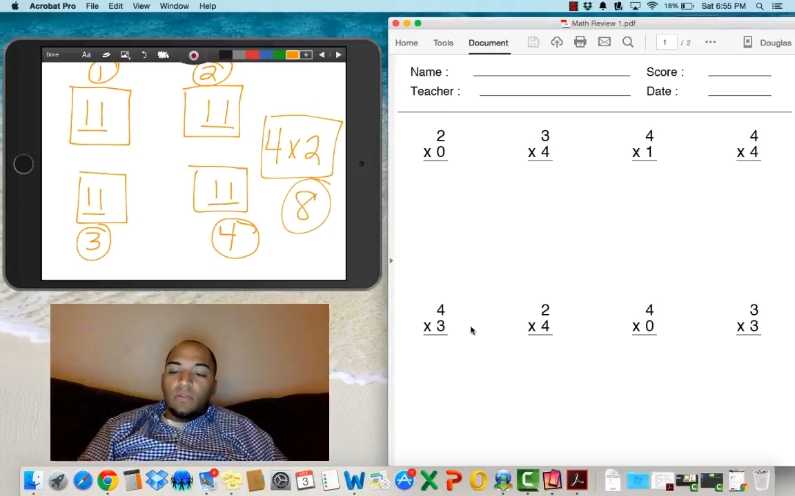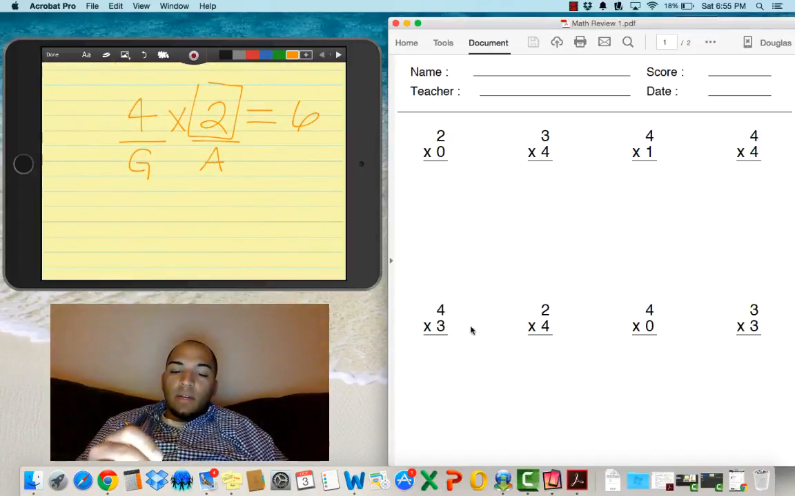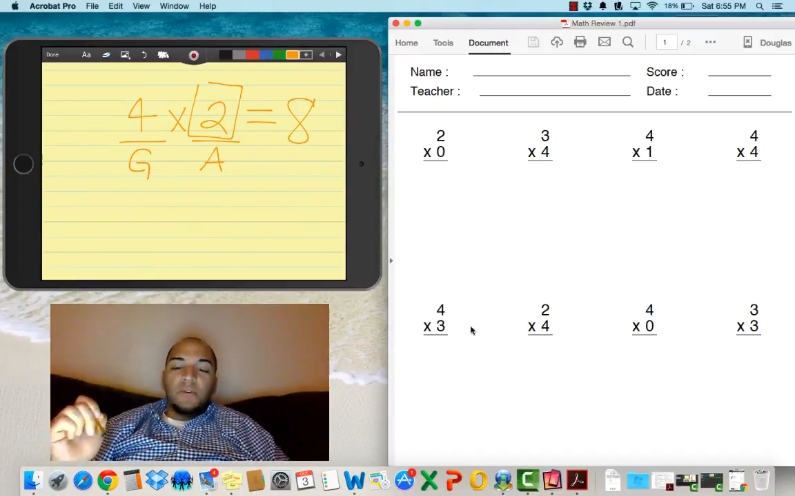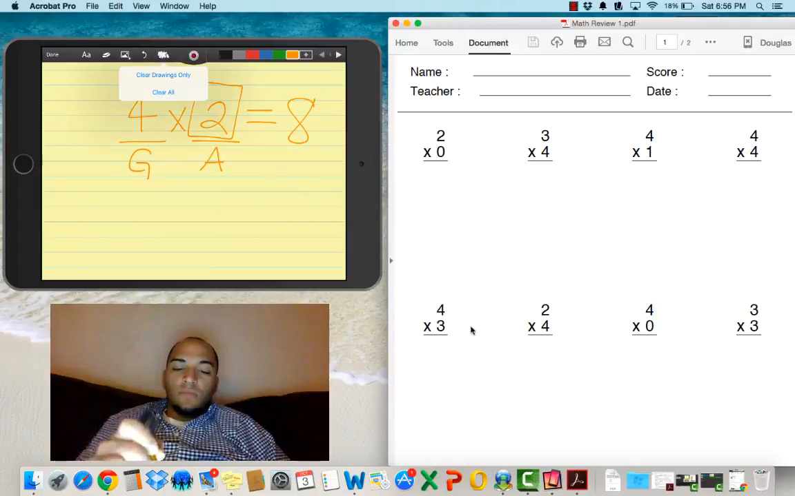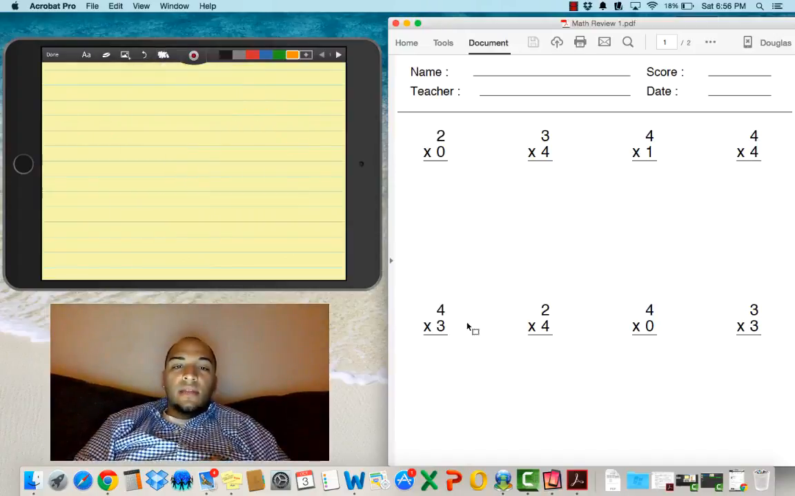All right? So 4 times 2. And guys, I wrote that 4 times 2 equals 6. It doesn't equal 6. It equals 8. My mistake. I'm so sorry. It equals 8. 4 times 2 equals 8. 4 groups with 2 in each. Okay? So let's look at example 1.